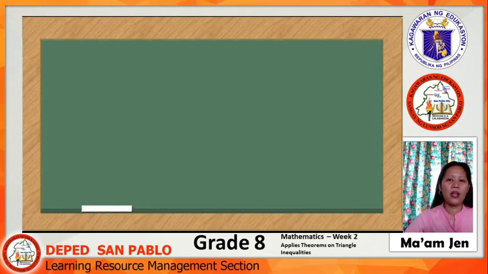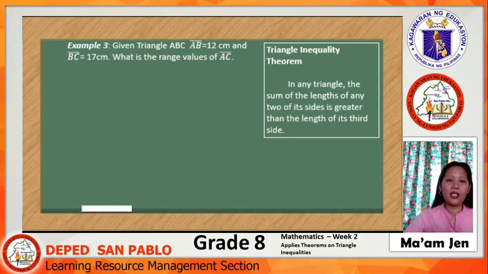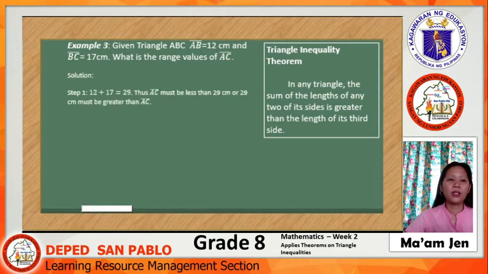Let's have another example. Example number 3. Given triangle ABC, segment AB is equal to 12 centimeters and segment BC is equal to 17 centimeters. What is the range of values of segment AC? This time we will apply the triangle inequality theorem. In any triangle, the sum of the lengths of any two of its sides is greater than the length of its third side. So we have this step-by-step procedure.